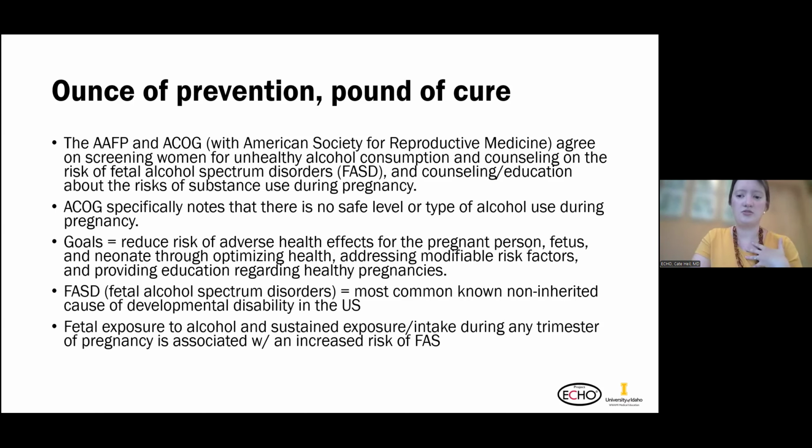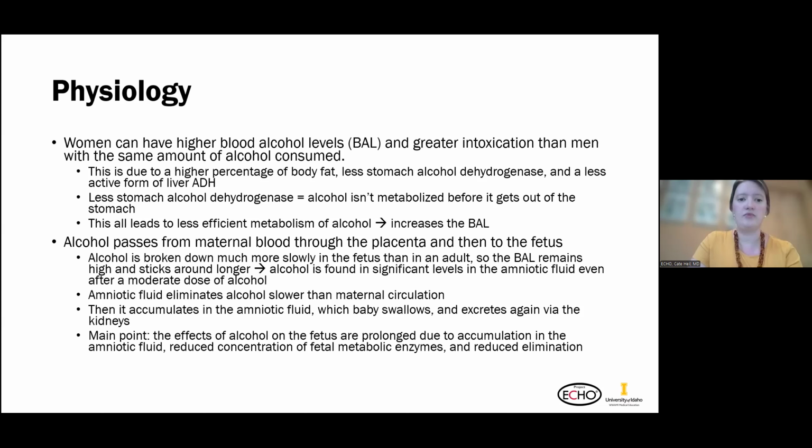So what that means is there's less alcohol dehydrogenase, which is an enzyme that helps break down alcohol. So there's less of that in the stomach of females when compared to males. And that means that alcohol is not metabolized before it gets out of the stomach. So all of that together means that there's less efficient metabolism of alcohol, oftentimes in women, which increases the blood alcohol level. Okay. So that's males versus females.